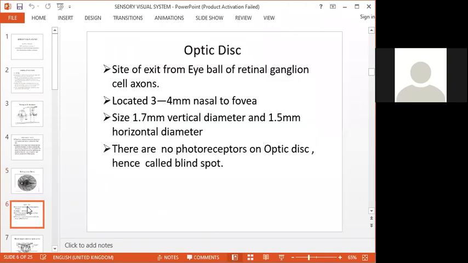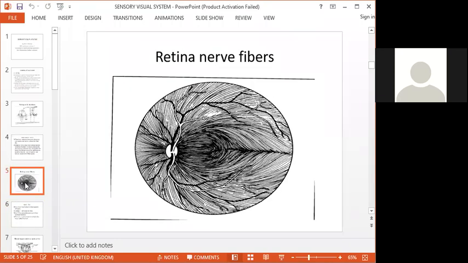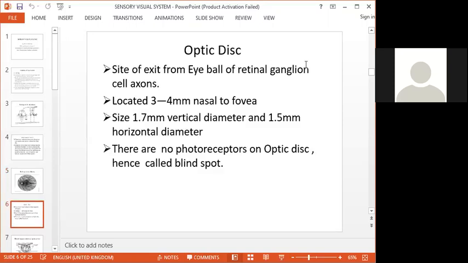The optic disc is the site of exit from the eye or the eyeball of the retinal ganglion cells. You can see all these fibers, they are first coming from the retinal cells, they come out, and they are all exiting from the whole eyeball through the optic disc. So when they say the optic disc is the site of exit from the eyeball of the retinal ganglion cells, I think it's correct. It's located 3 to 4 millimeters nasal to the fovea.